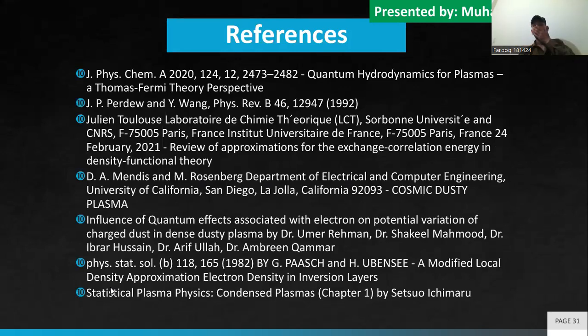Here we can see that first of all we used the quantum hydrodynamics for plasmas, Thomas Fermi, which I mentioned earlier, and then the J.P. Perdew and Wang research article, from which we took the exchange correlation potential values and relations. After that, the Review of Approximations for the Exchange Correlation Density Functional Theory, from which we took one approximation, the one which was for the fully spin polarized case.